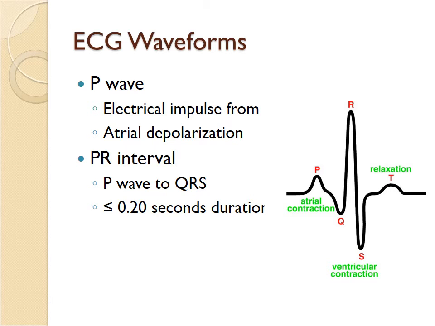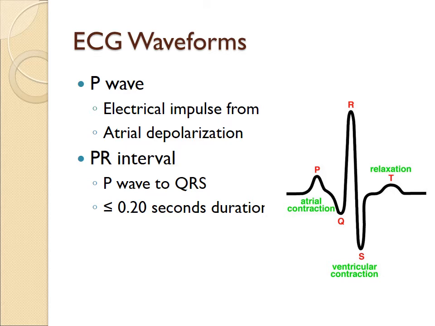So let's look individually at the different waveforms that we're going to see on that ECG paper. The first one we're going to see is the P wave. This is an electrical impulse that's originating from the SA node. It is an indication of atrial depolarization. So the atrium is being depolarized. We're getting that atrial kick during that time.